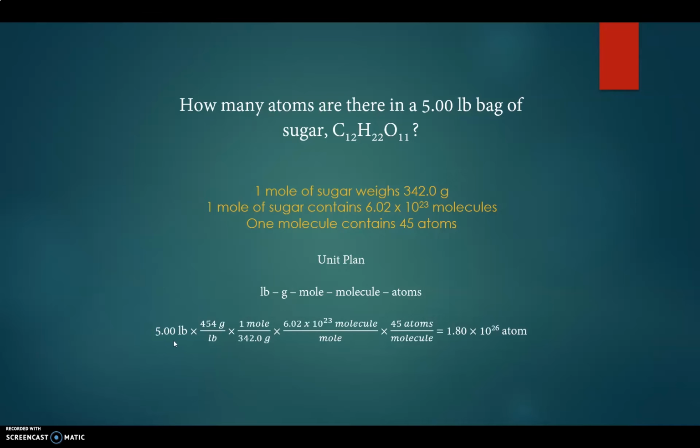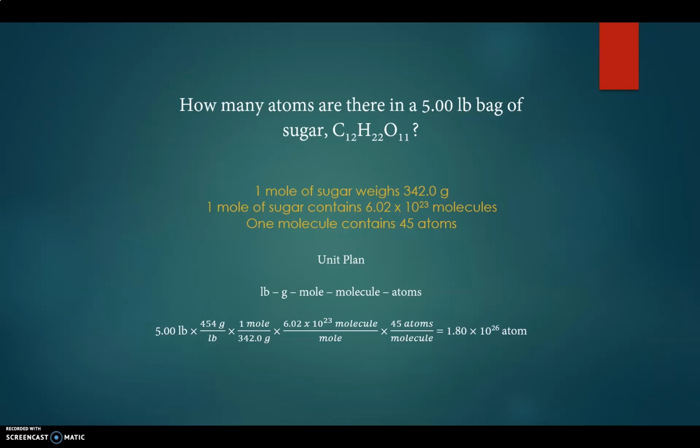And this is the result we would get. We'd start out with our 5 pounds, convert that to grams, then using the molar mass of sucrose, we can figure out how many moles we have. Avogadro's number will tell us how many molecules in all of those moles. And finally, knowing the number of atoms in each molecule will tell us how many atoms we have total.